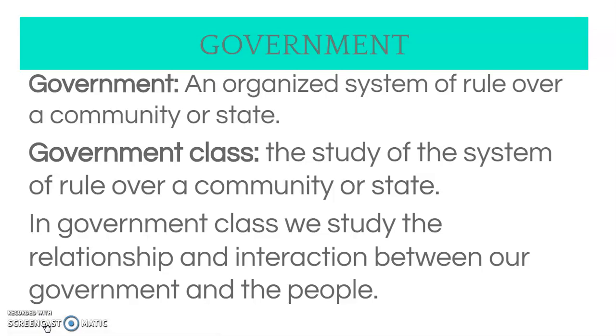So if we look at the formal definition of government, a government is an organized system of rule over a community or a state. Now, in a government class, we study the system of rule over a community or state. And in government class, we also study the relationship and interaction between our government and the people.